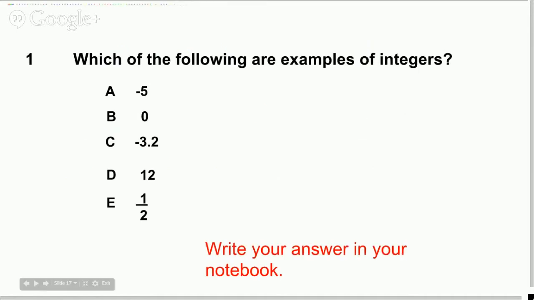All right, write your answer to this question in your notebook. Which of the following are examples of integers? Go ahead and pause it. Okay, the correct answers are A, B, and D. All 3 of those are integers. These 2 are not integers. Although they are rational, they are not integers.